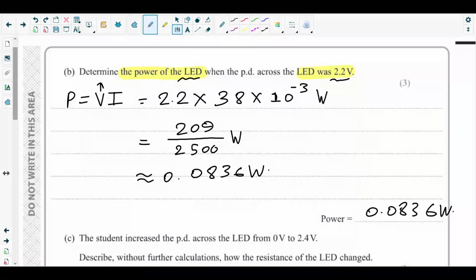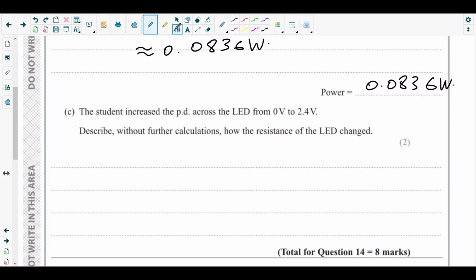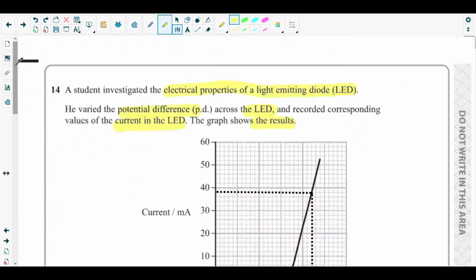Fine. Okay, next is part C. In part C, the question says the student increased the PD across the LED from 0 volt to 2.4 volt. Describe without further calculations how the resistance of the LED changed. This is for 2 marks.